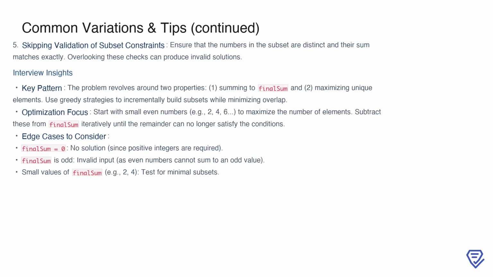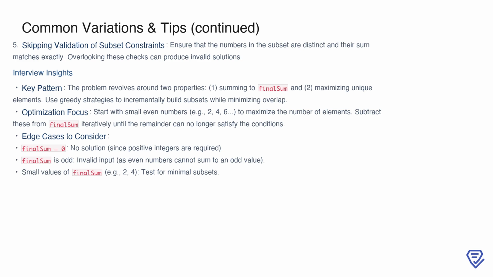Start with the smallest even numbers, like 2, 4, and 6, and iteratively add them to your subset, subtracting them from final sum as you go. This minimizes overlap and maximizes the number of elements. It's also important to pay attention to optimization. If you reach a point where the next even number exceeds the remainder of final sum, you may need to adjust. Watch out for edge cases as well.